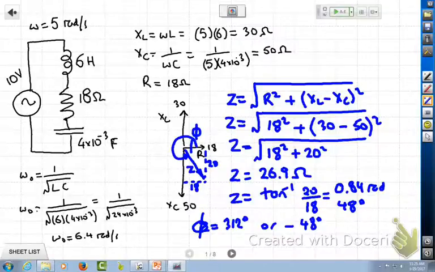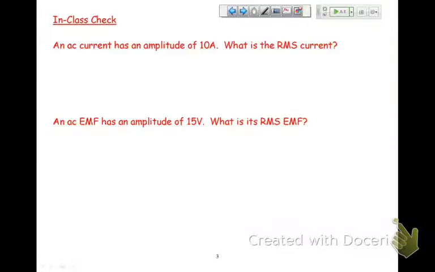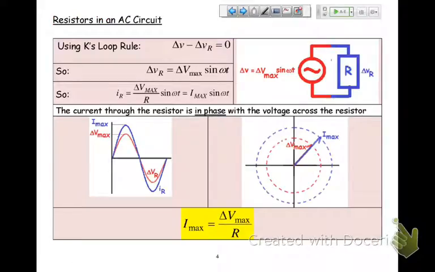Can you work out the resonant frequency, the tuned frequency? If I take you away from the tuned frequency, can you work out your Z? Can you work out your phase angle? Okay, I'll go a little bit further, but let's have a look.